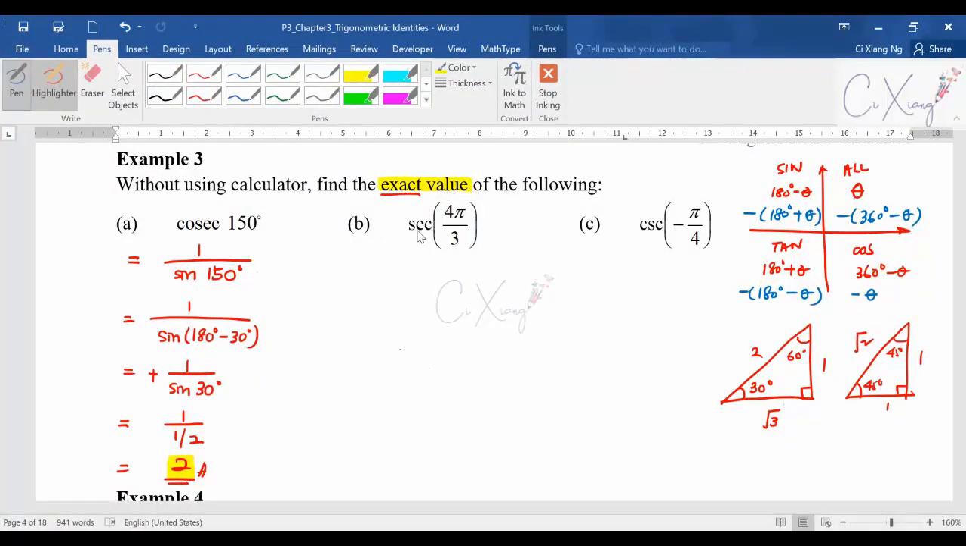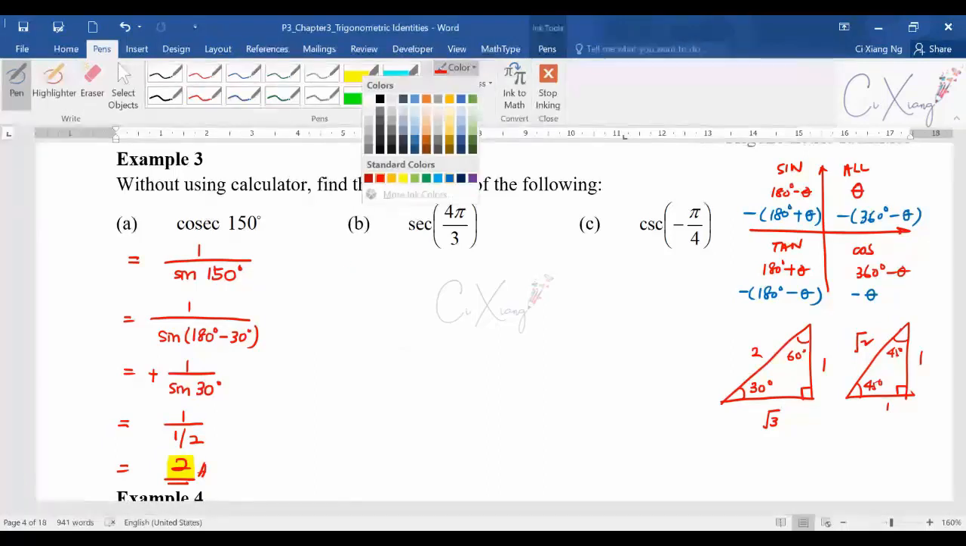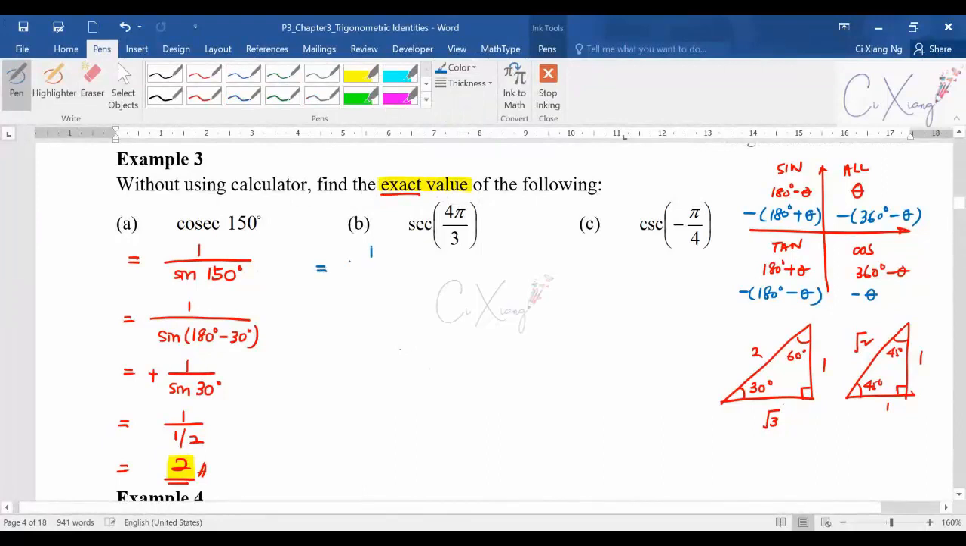Then how about, let's say we want to find the value for secant 4 pi over 3. Again, secant 4 pi over 3, I can write it as 1 over cos of 4 pi over 3. If you change 4 pi over 3 to degrees, it is 240. For 240, which quadrant does it belong to? It belongs to the third quadrant. So when you rephrase it, you should rephrase it as 180 plus theta.